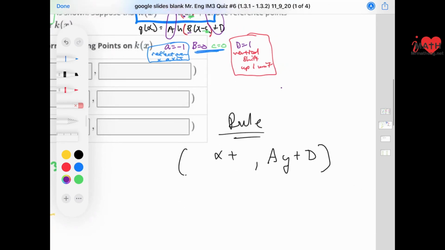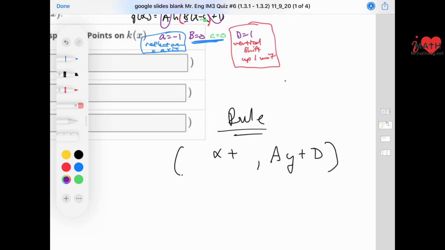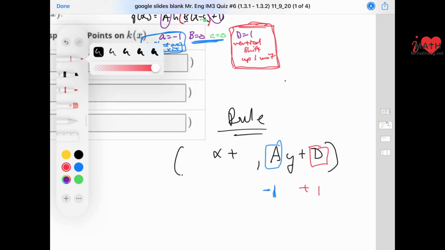Now let's just substitute the information we have here. We said a value is -1, so I'm going to put a -1 here. My d value is 1 here, so that would be a +1. Everything else is the same, so we have just an x. You don't need that plus sign here. And -y plus 1. That's the formula.